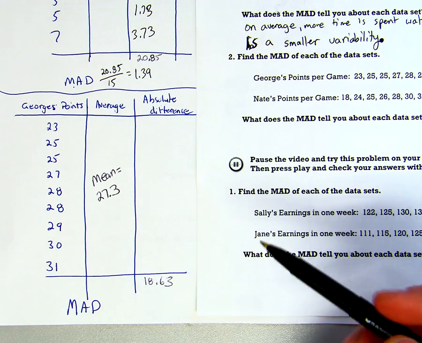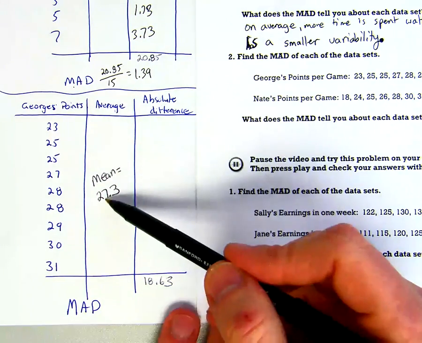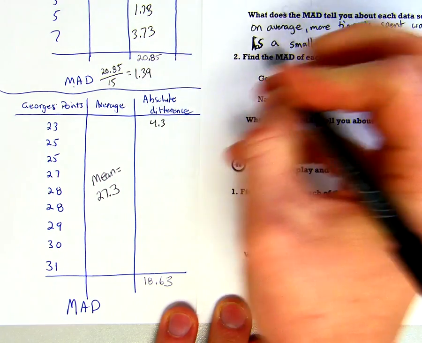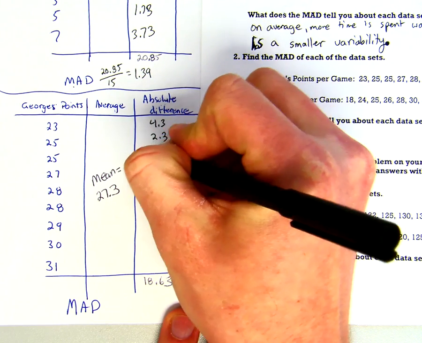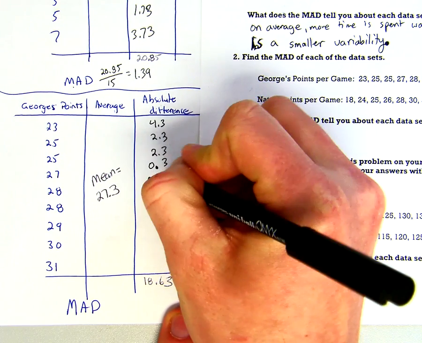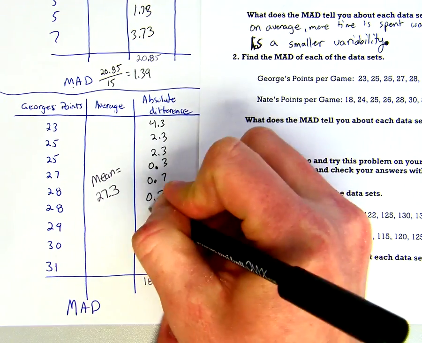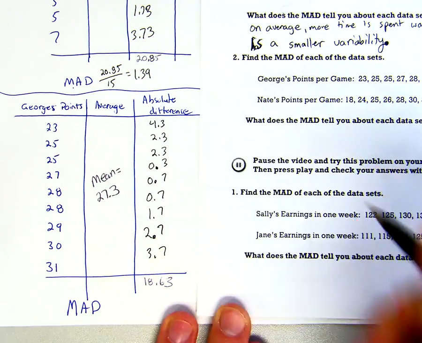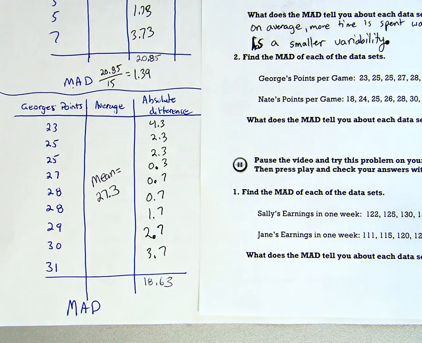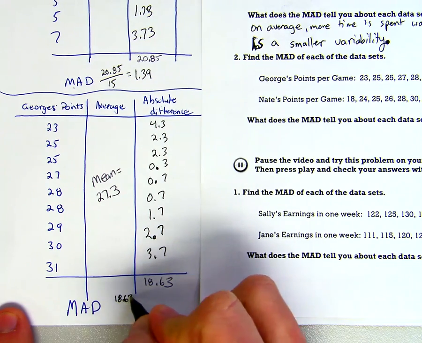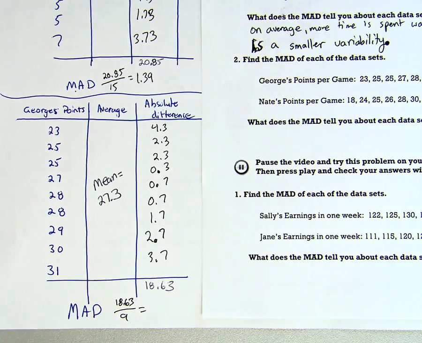And then now I'm going to find my absolute difference. So I'm going to go ahead and subtract 27.3 from each of these. Okay, and it's the absolute value, so it is the positive. So 4.3, we get 2.3 twice. We get 0.3. We get 0.7 twice for my 28. 1.7 for my 29. 2.7 and 3.7. Okay. Go ahead and add all these up. You should get 18.63. Then to find the mean absolute deviation, I'm going to do 18.63 divided by 9.